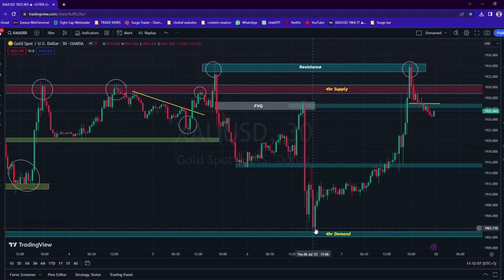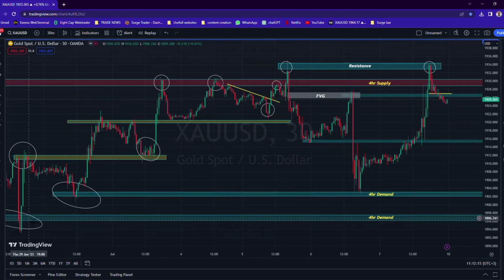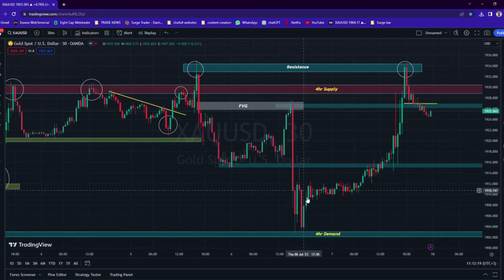So now we saw the first move down to the demand zone, because this is our 4-hour demand zone from the start of the week right there. This was our 4-hour demand zone here and here. So this was the first move that touched the 4-hour demand zone, and we saw a good rejection straight away from here, the news. And then it took around 2 hours to create that rejection, and it started going back up.